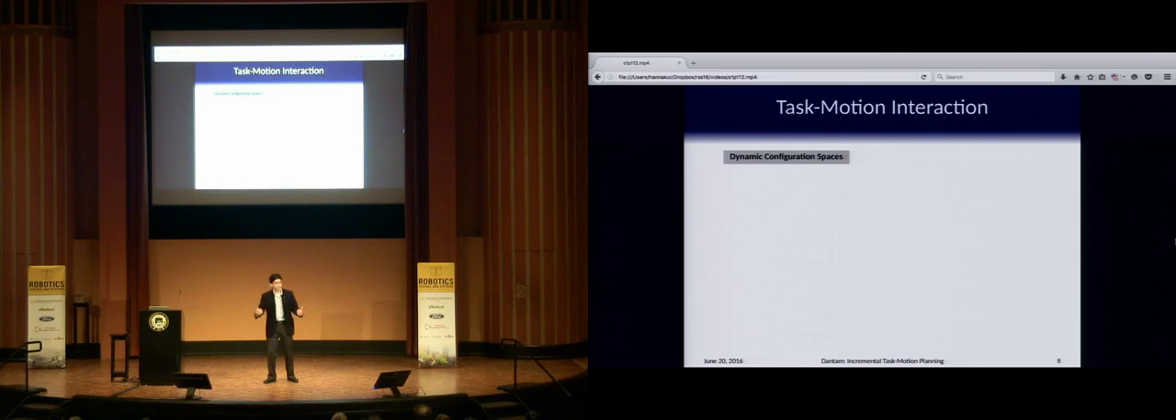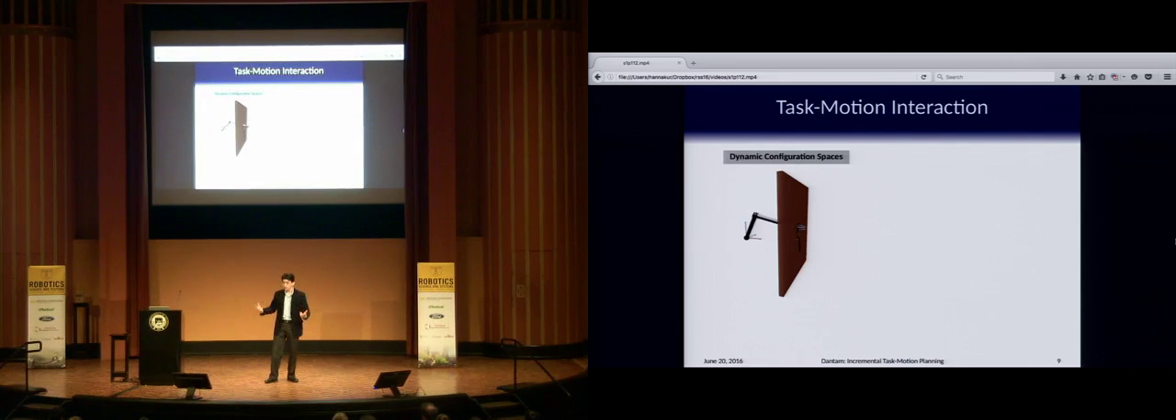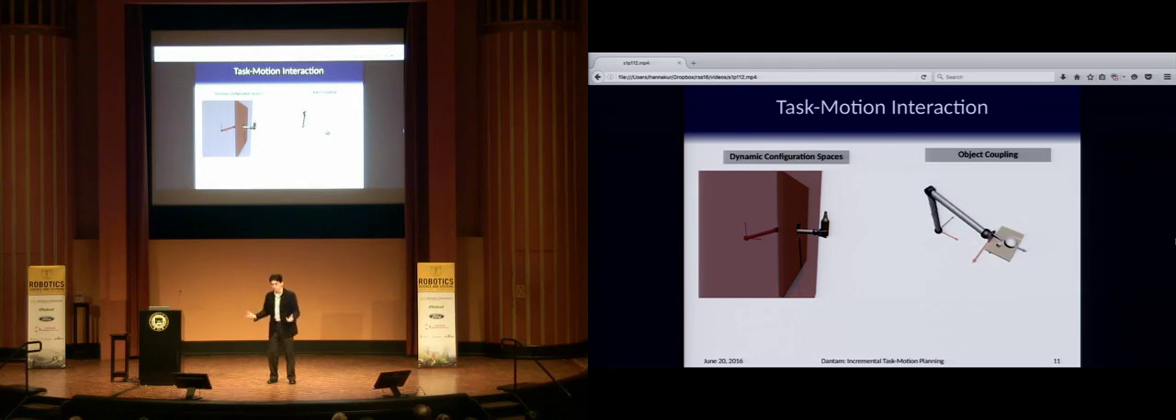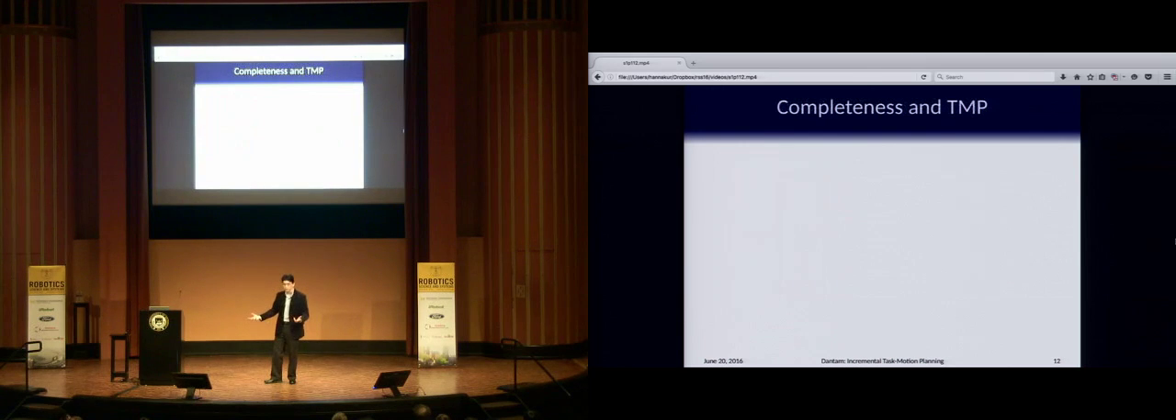We also have interaction between the task and motion layers. When the robot picks up some object, this changes the collision-free configuration space, which changes where the robot can go. And we have coupling between objects. When the robot moves this tray, objects on the tray also move.